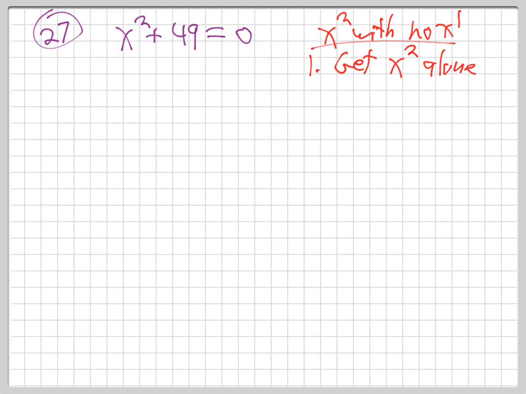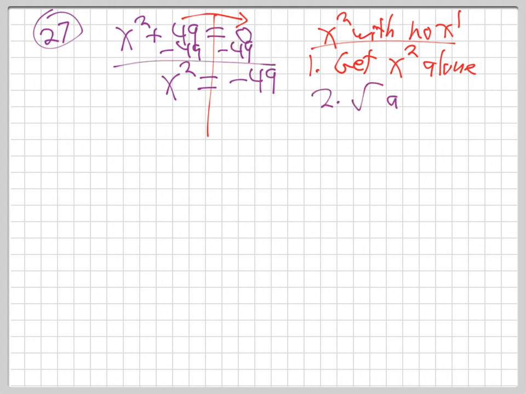Get x squared alone. Okay, well, here's the wall. How do I get x squared alone? I'm going to take the shortcut and just jump it. But yeah, subtract 49, jump it, whatever, same thing, right? And what does that give me? X squared equals minus 49, right? When it jumps to the other side, it switches signs, or you can just subtract 49 from both sides, same effect, whatever.